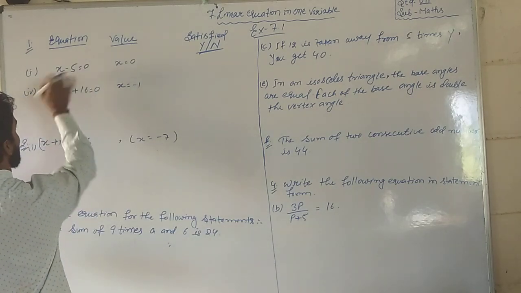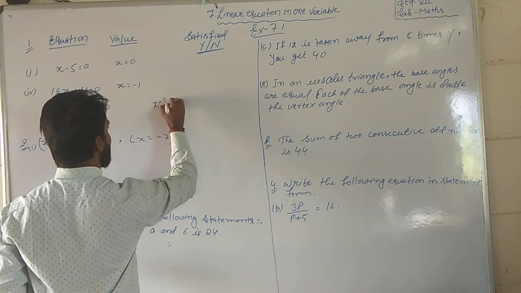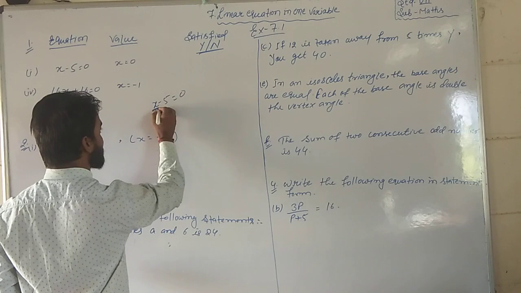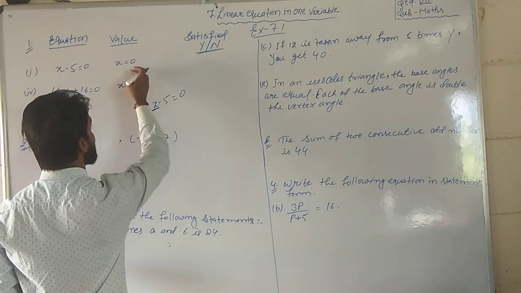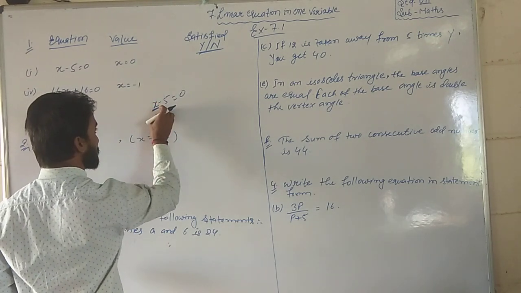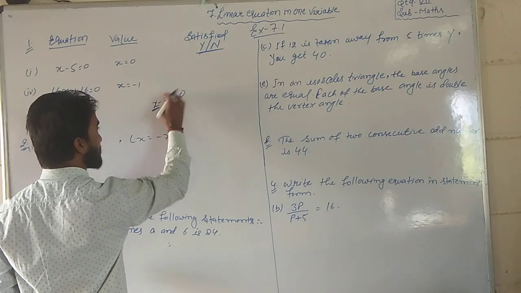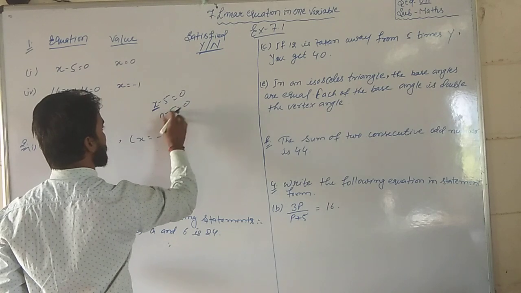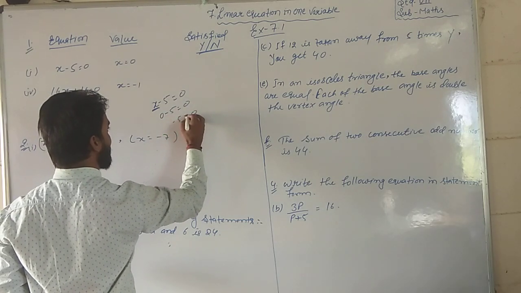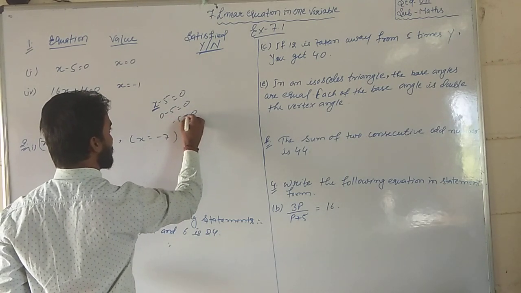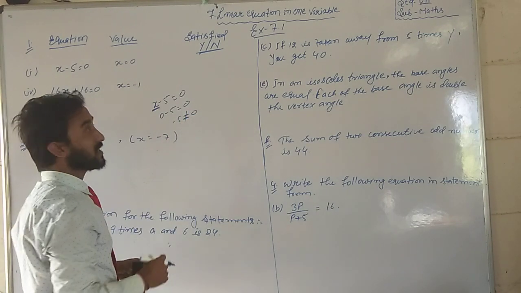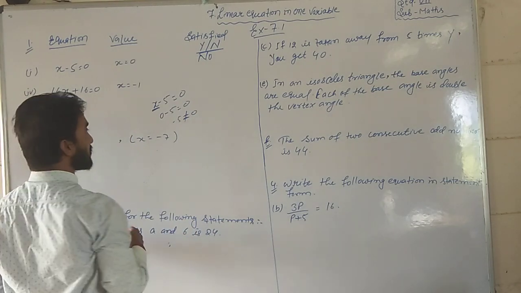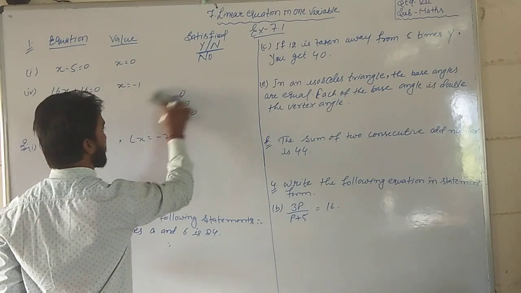See, x minus 5 is equal to 0. It means you have to check whether this equation is satisfied or not. Instead of x, which value has been given? 0. So we will put this 0 here, and after that we will see whether it is satisfying or not. 0 minus 5 is equal to 0. Do you think that minus 5 and 0 are equal? No. It means we will say no, this equation is not satisfying.